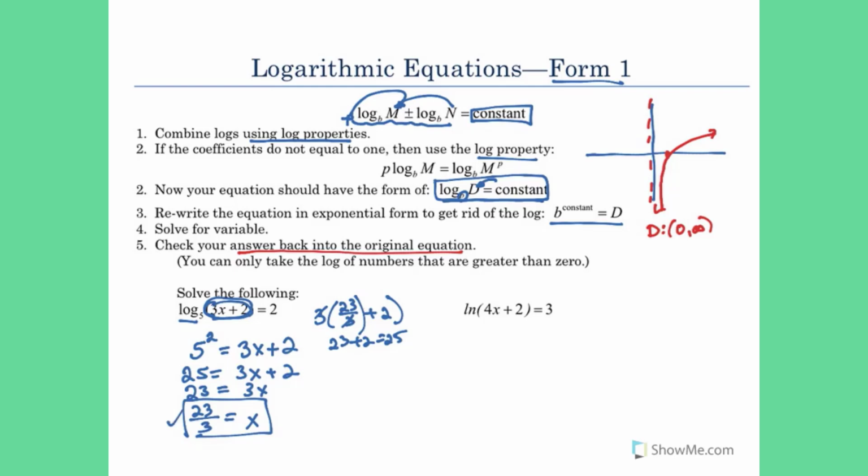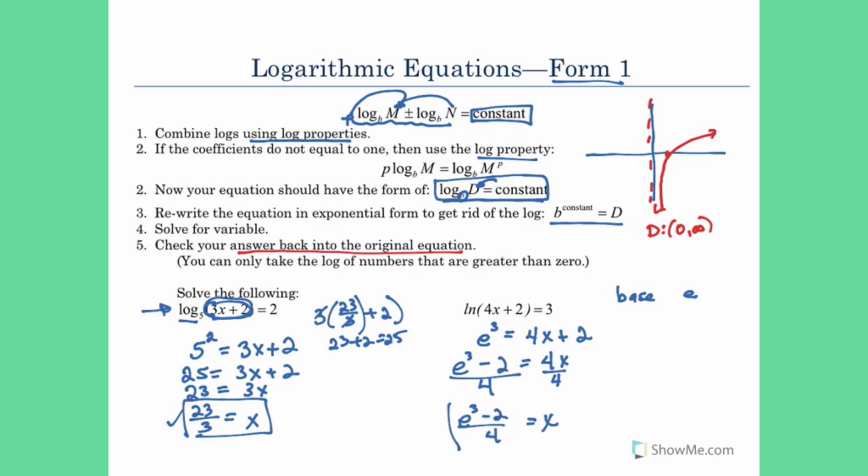Okay, here we have the natural log. Recall that the natural log is base e. So it's in the same format as our first example. We need to take the base, raise it to the constant, equals the expression. Let's say we need to solve for x, so we need to subtract 2 and divide by 4. So we have e cubed minus 2 over 4 is equal to x. You can leave your answer like that. You are welcome to use a calculator to get a decimal approximation, but that's good enough.